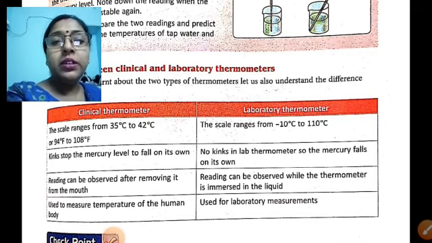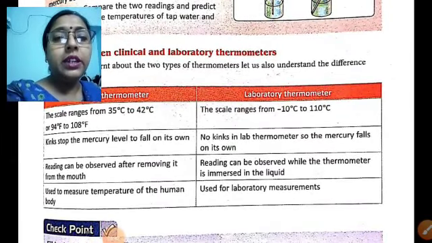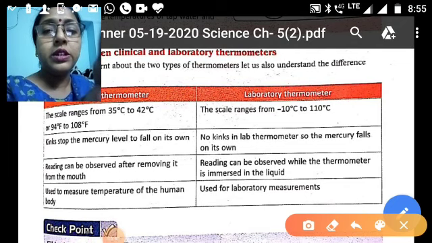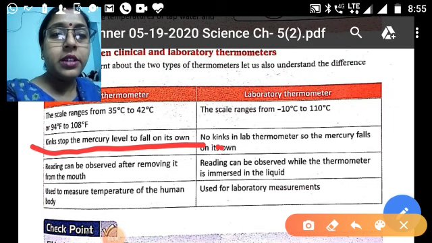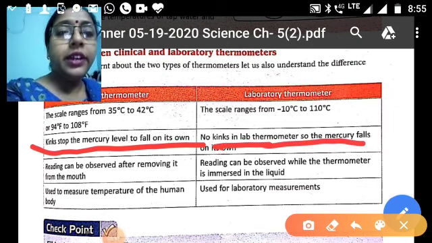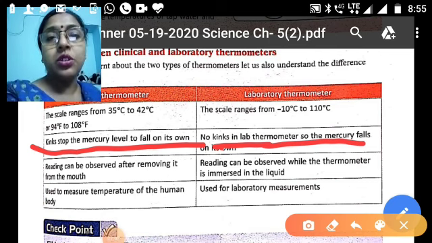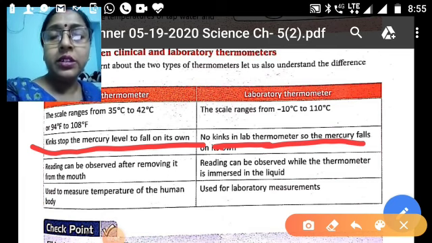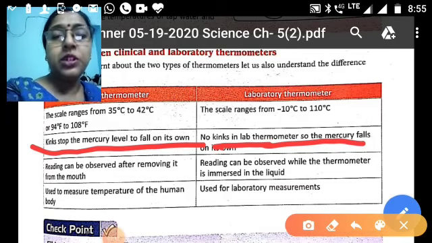Number two, there is a kink in the clinical thermometer. So there is a kink which stops the mercury level from falling on its own. But in the laboratory thermometer, there is no kink. That's why we take the reading in the laboratory thermometer when we put it in water or in solution. As in the case of the clinical thermometer, we can take the reading when we remove the thermometer from the patient's mouth.